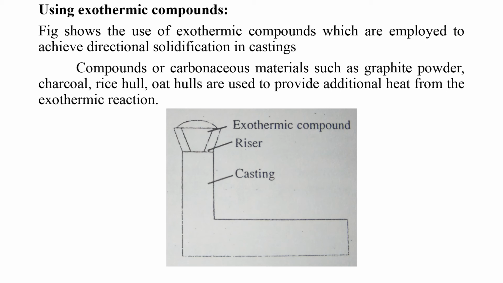For example, graphite powder we can use, or charcoal powder, rice hull or oat hull, are used to provide additional heat from the exothermic reaction. Casting, riser and exothermic compounds, this is a very important role. So next one you can go for the electric arc.